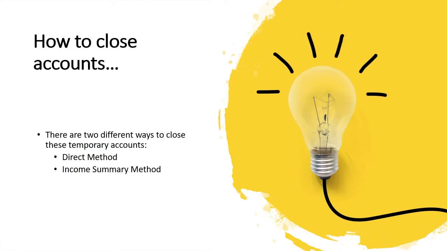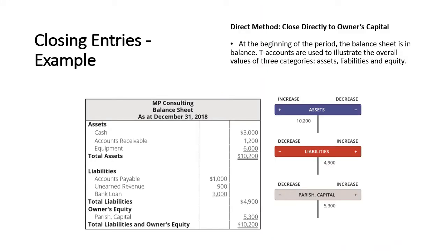So how do we go about doing this? Well, there are two different methods. One is the direct method, and the second is what we call the income summary method. We're going to look at both methods. My preference is the income summary method, but some people do like the direct method. In the direct method, we're going to close those accounts, so the revenue, expense, and withdrawal accounts, directly into our owner's capital. At the beginning of the period, the balance sheet is in balance.